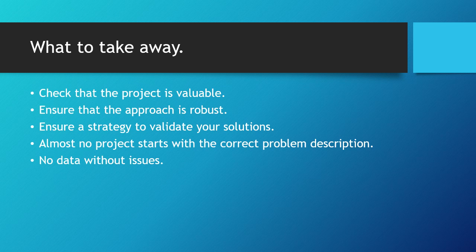Because at some point you have to give it up, you have to let it run in production, and then this is when you have probably no control anymore. Ensure that there is a strategy to validate the solution. Very important, because otherwise you will never actually create the value you have projected. Almost no project starts with the correct problem description. I mean, that's very clear. And no data is ever without issues.